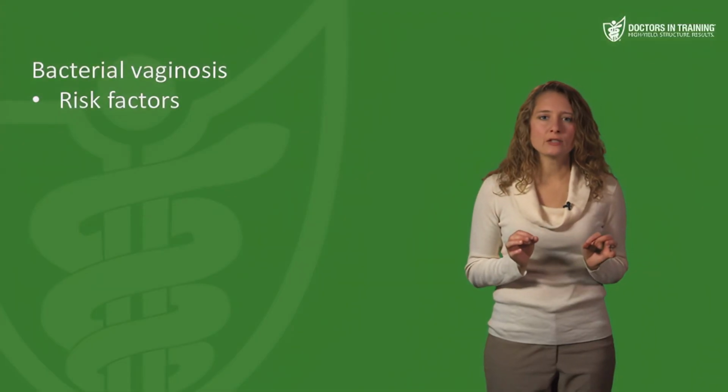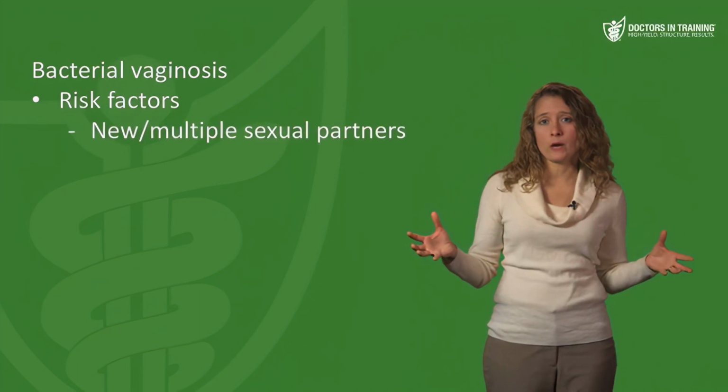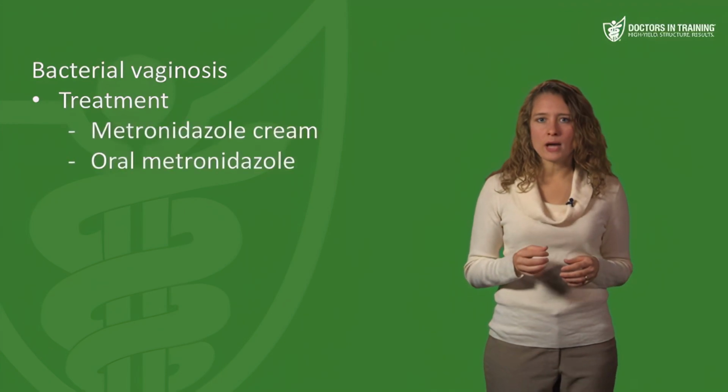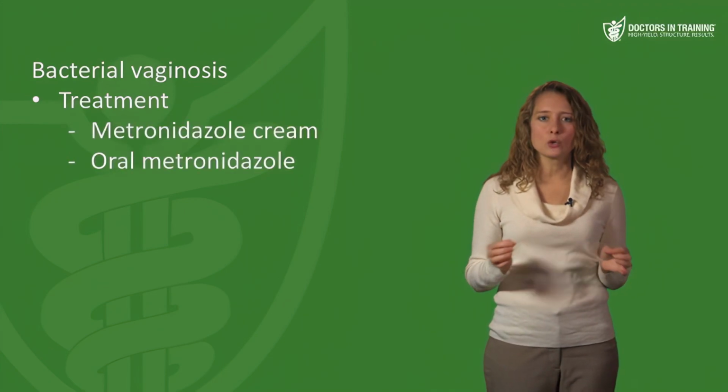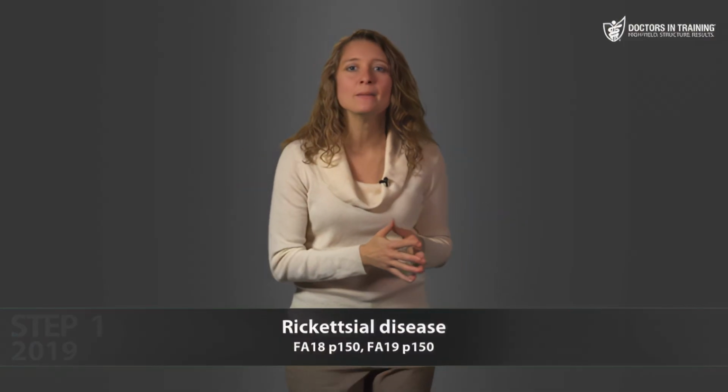Risk factors for bacterial vaginosis include new sexual partners or multiple sexual partners. How do we treat this? Usually with a 7-day course of oral metronidazole or with a course of metronidazole cream. Okay, enough about fishy discharge. Let's move on to Rickettsia.